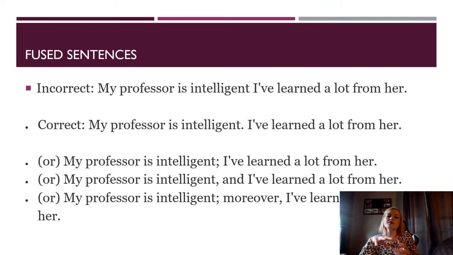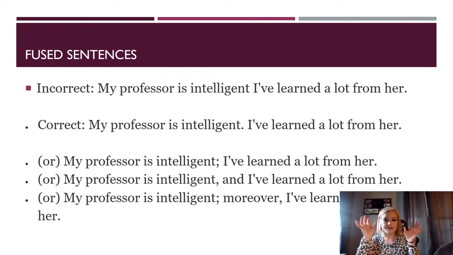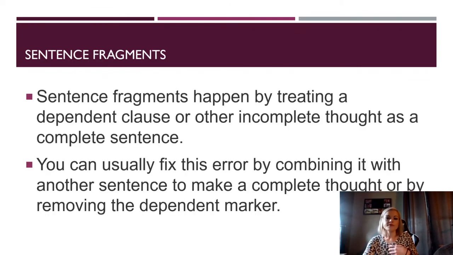Incorrect would be, my professor is intelligent. I've learned a lot from her. See, the problem is we have two complete sentences there, but there's no punctuation involved. So we could put a period between them. We could put a semicolon. We could put a comma and conjunction, or rewrite it in a different way.